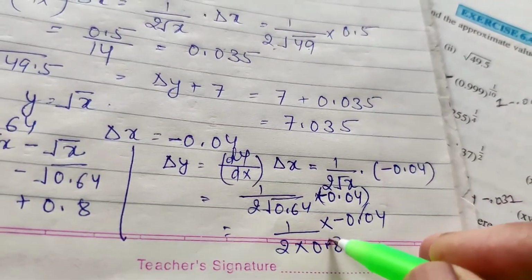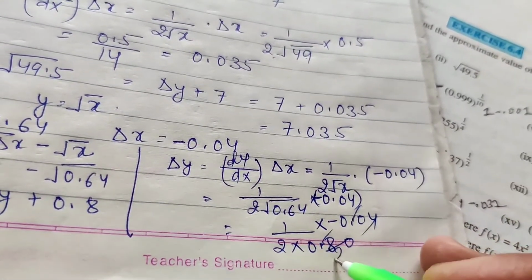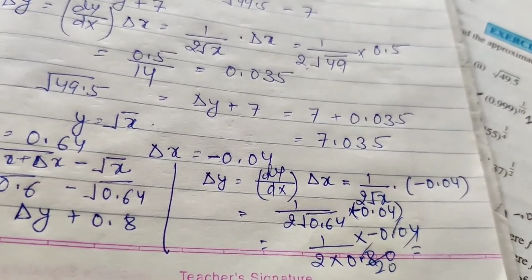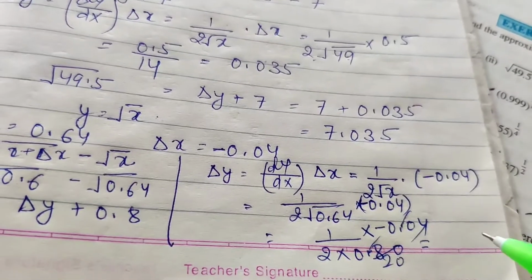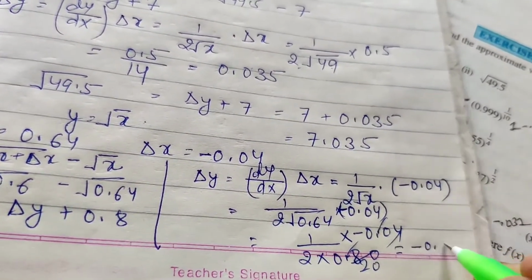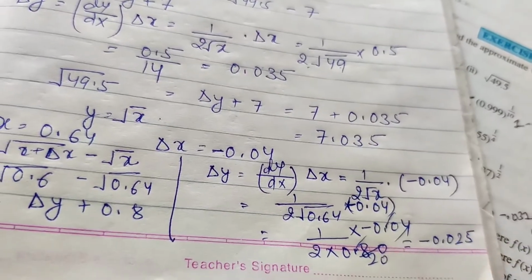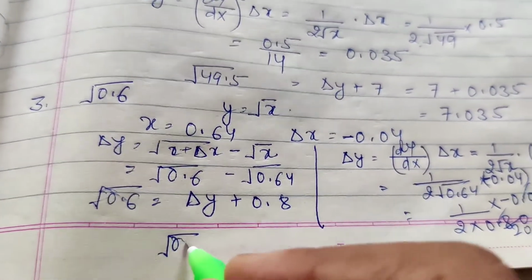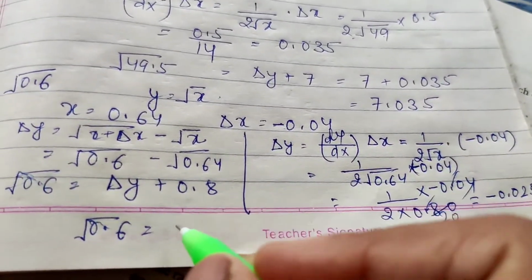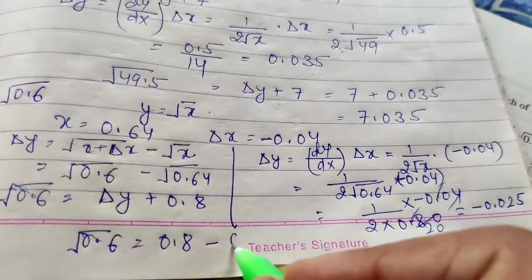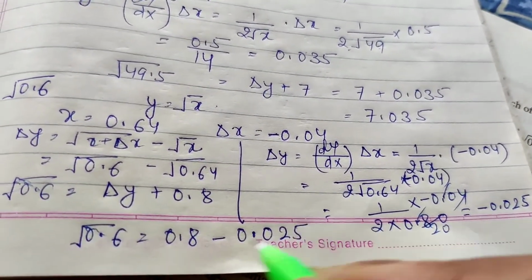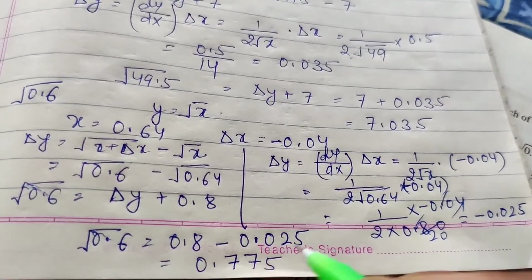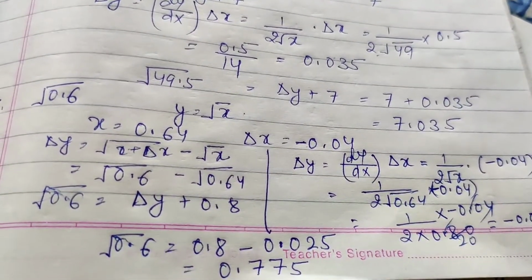Cutting the decimal, 4 twos are 8, 1 upon 40. 1 upon 40 is equal to 0.025, with a minus sign: minus 0.025. Then root 0.6 equal to del y plus 0.8, that is 0.8 minus 0.025. It is equal to 0.775. Okay, 0.775.